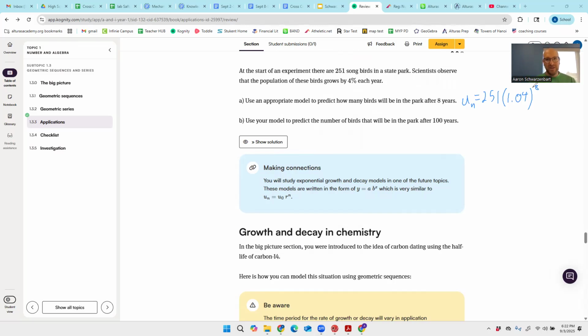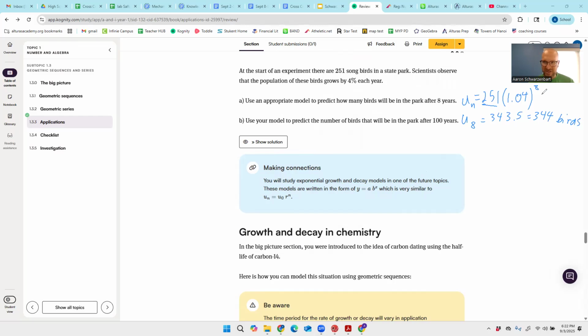Again, I'm not using 8 minus 1 because I believe this is a year zero type of problem. This is not a U sub 1 here. My 251 is a U sub 0. And we get U sub 8 equals 343.51. So we're going to round that up to 344 birds. You can't have 0.5 birds.